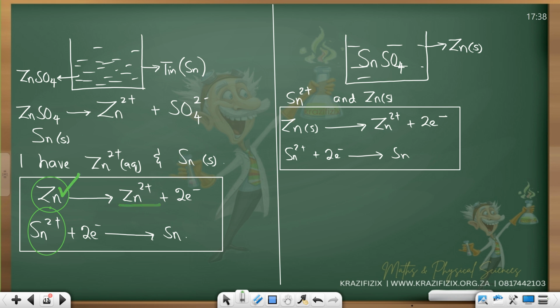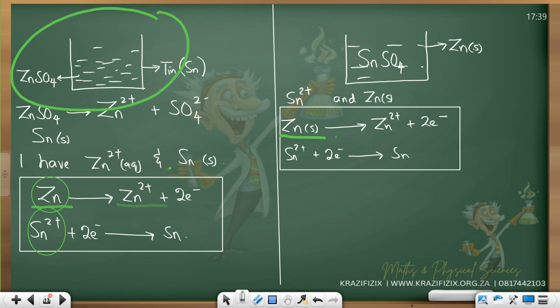Question. Do you have zinc solid here? No. Come here. Zinc solid will become zinc 2 plus. Do you have zinc solid here? Yes. It means this container will be eaten up into this. So this reaction is spontaneous. This one is not spontaneous. Why? For it to be spontaneous, zinc solid must be oxidized to zinc 2 plus, but I don't have zinc solid.